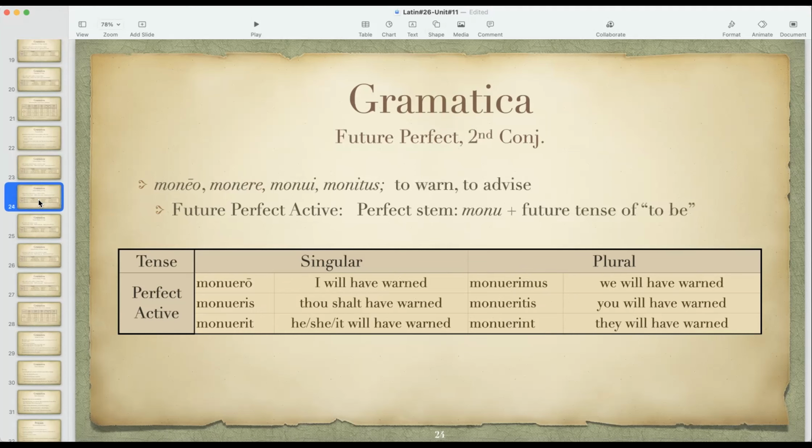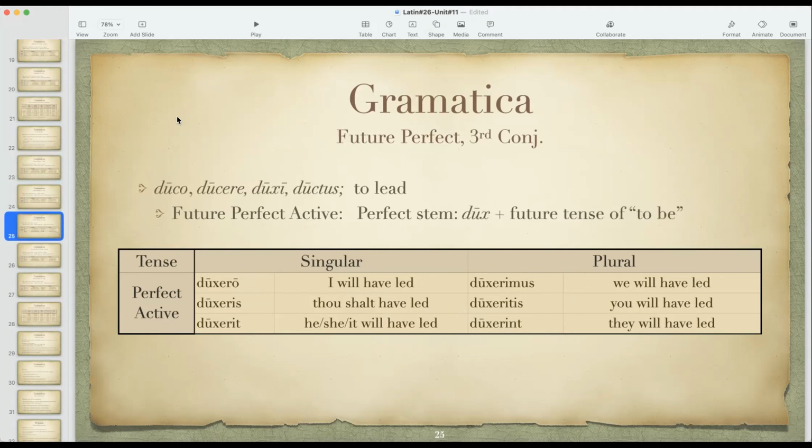Okay, moneo, again, monu plus the future tense. So monuero, monueris, monuerit, monuerimus, monueritis, monuerint. They will have warned. Duco, duxi. So duxero, duxeris, duxerit. Duxerimus, duxeritis, duxerint. They will have led.